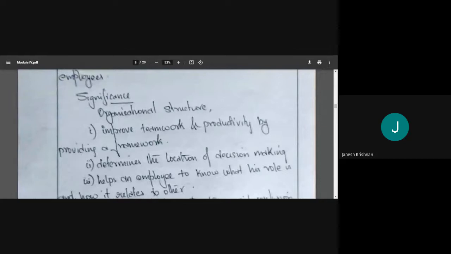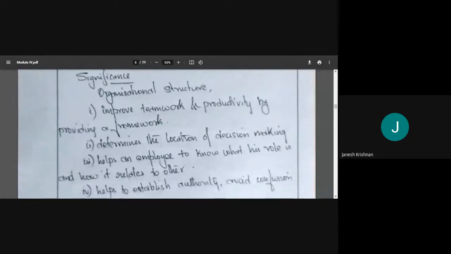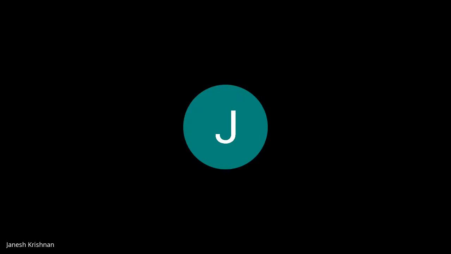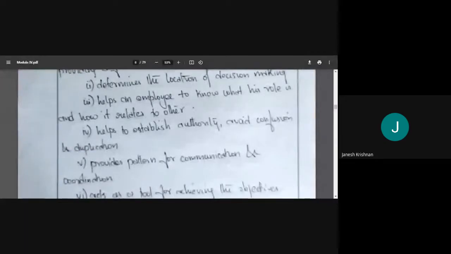Then it helps an employee to know what his role is and how it relates to others. My role is to guide the students. I don't have the required authority to do something else. My role is complete there. So I will guide the student, and if something comes above me, I will send you to the next person. Like that, I know what my role is and how it relates to others.